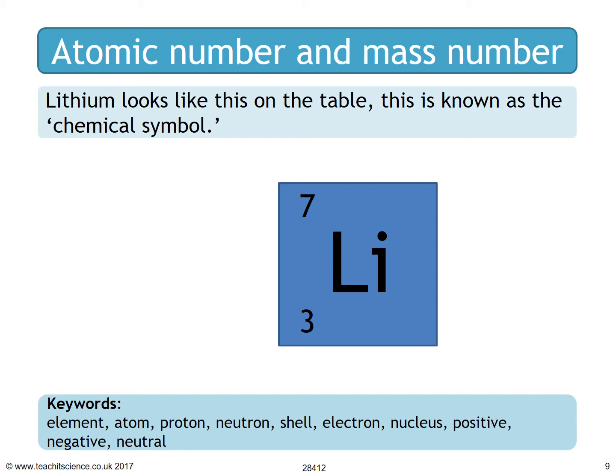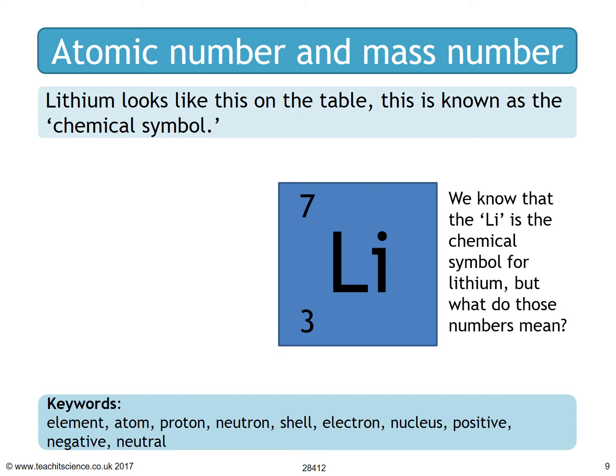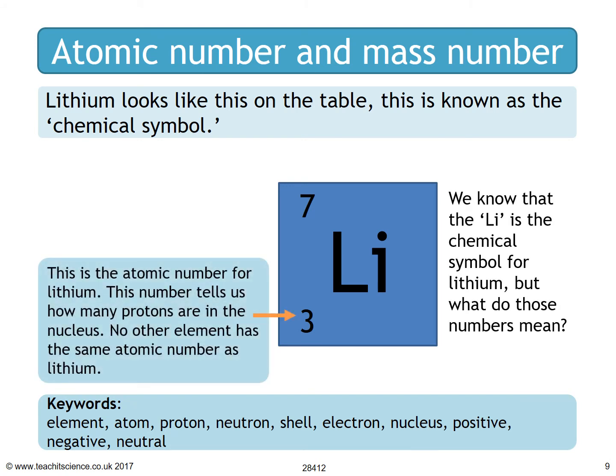So, lithium. If you notice, it's got two numbers on there. A small one and a big one. This small one here is the atomic number, and it's sometimes referred to as the proton number because it tells you how many protons make up that element. So, if you were given a random atom and you found out that it had 3 protons in it, you would know straight away it must be a lithium atom, because only lithium atoms have 3 protons.